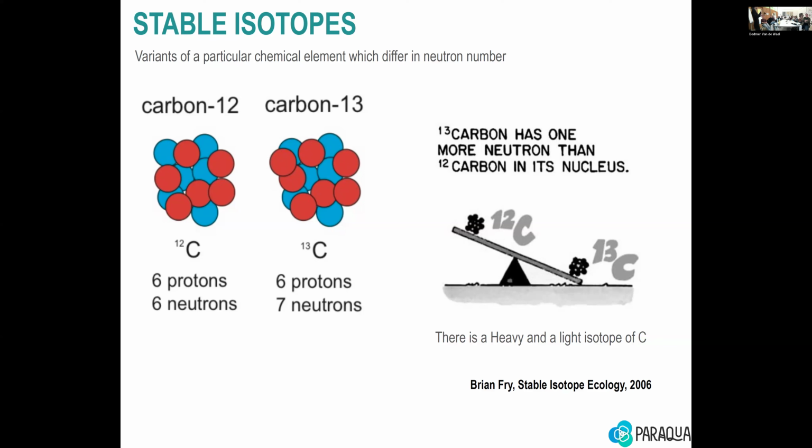It has been used for a while for different measurements, and fortunately, that's the past. So let's focus on stable isotopes. As I say, C13 has 6 protons and 7 neutrons. The common way of calling that is to say that there is a heavy and a light isotope of carbon.